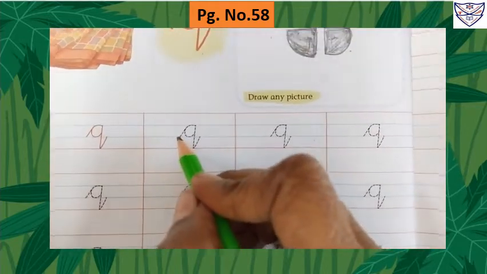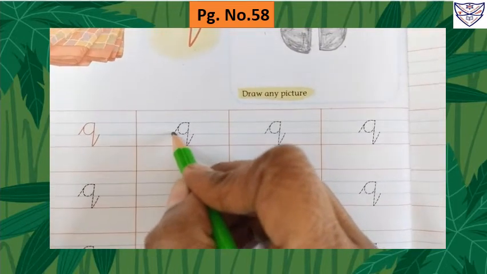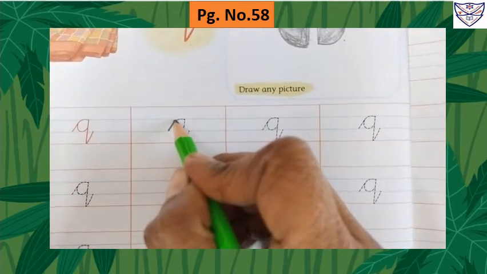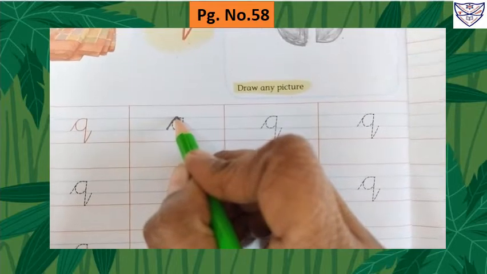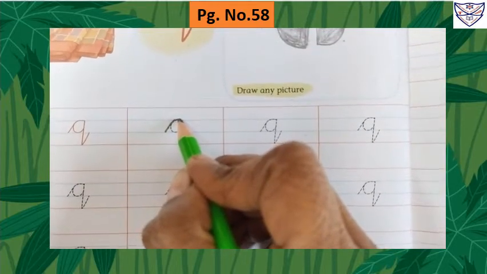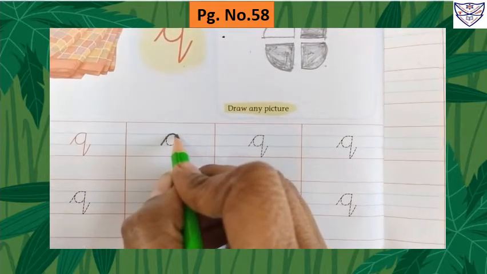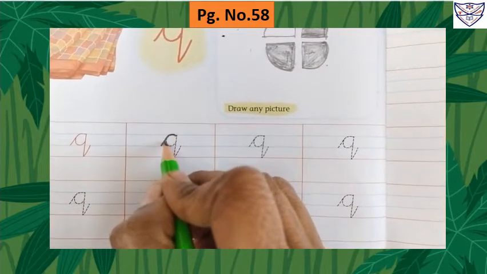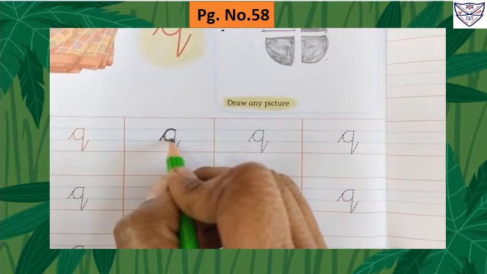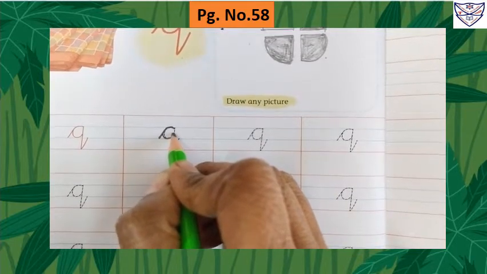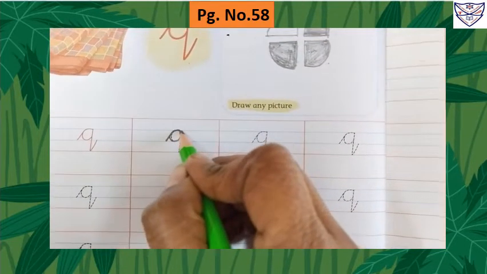Put your pencil point on the second blue line. Make a slanting line. Touch the first blue line. Make a small curve on the first blue line. Come back again. Make a c. Touch the second blue line. Then go up. Make a standing line. Touch the first blue line.